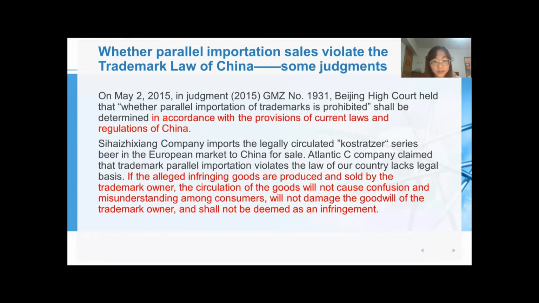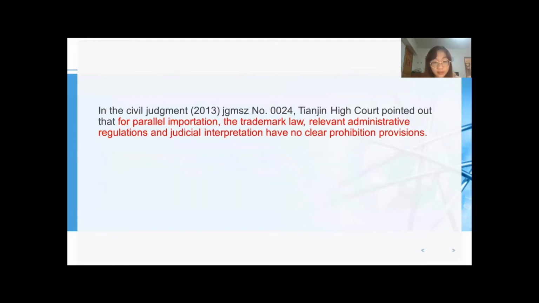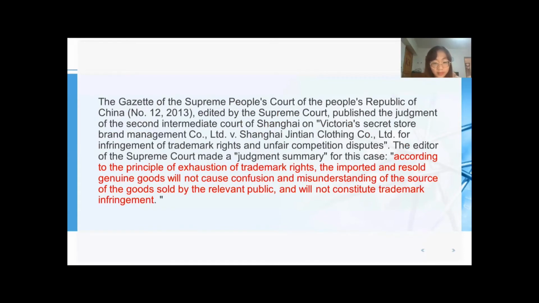Let's see some judgments. In the first judgment, Beijing High Court held that whether parallel importation of trademarks is prohibited shall be determined in accordance with the provisions of current laws and regulations of China. The second judgment shows that for parallel importation, the trademark law, relevant administrative regulations, and judicial interpretation have no clear prohibition provisions. The third one is a judgment summary for this case.